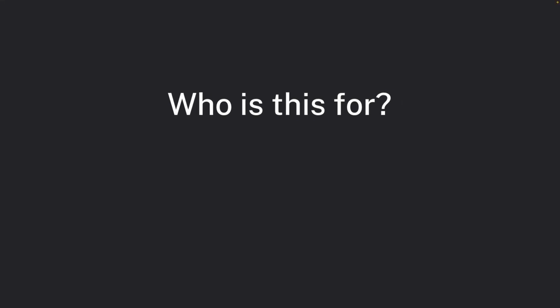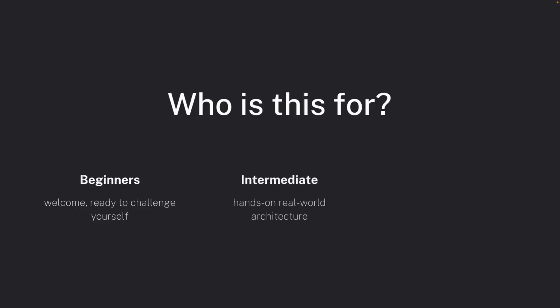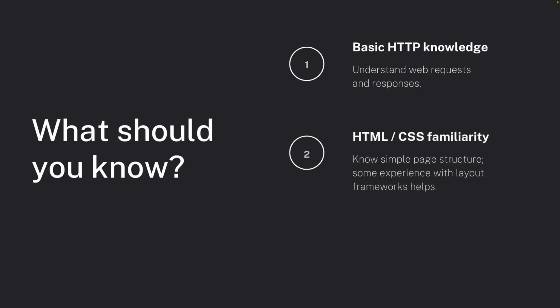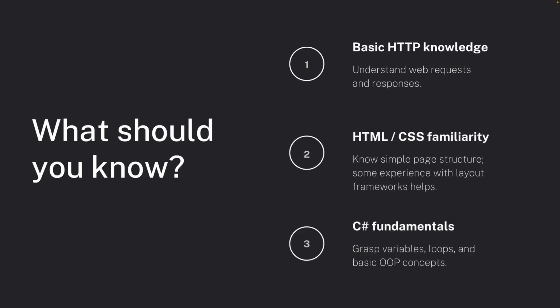This course is designed for a wide range of developers. Beginners are welcome, especially if you're ready to challenge yourself. Intermediate developers will get hands-on experience with real-world architecture, and advanced developers will appreciate how we apply clean architecture principles and integrate external APIs like TMDB and OpenAI. You will get the most out of this series if you're familiar with web development concepts, things like HTTP, HTML, CSS, and some C# fundamentals.